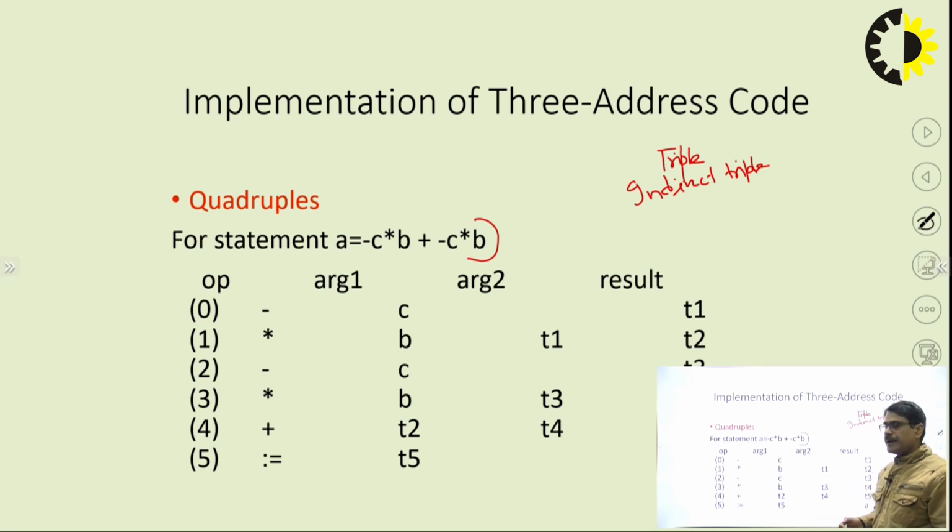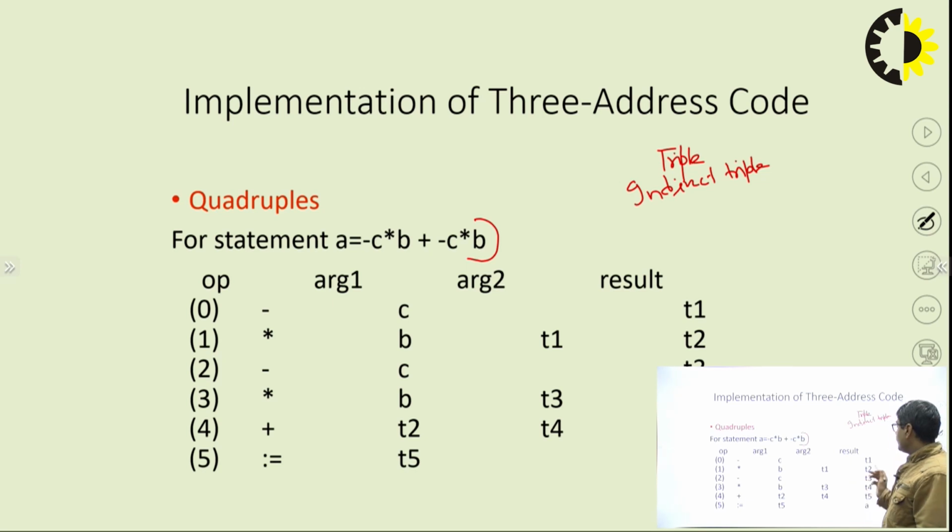As the word indicates, quadruple means 4 things. So if you are talking about quadruples, whatever 3 address code is given, it will be represented in the form of operator, argument 1, argument 2 and result. Like this particular code is there. Firstly we have to convert it. A quadruple has 4 parameters: operator, argument 1, argument 2 and result.